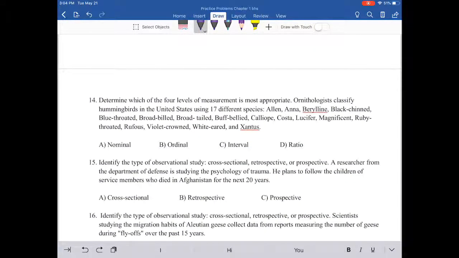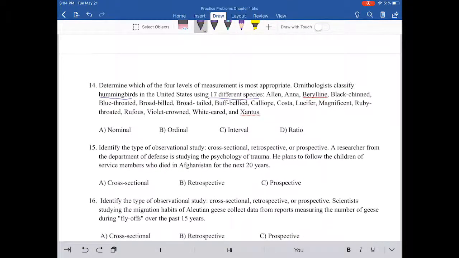Number 14 here, when we're looking at the species of hummingbirds, there's 17 different species here. And then they list them by their name. Well, that's not a ratio, right? Because the difference between them, I don't know how you compare an Anna to a black-chinned. I don't know the difference between them at all, and whether or not there is an order to them at all. So it's not a ratio, it's not interval, it's not ordinal. We consider this to be nominal data.